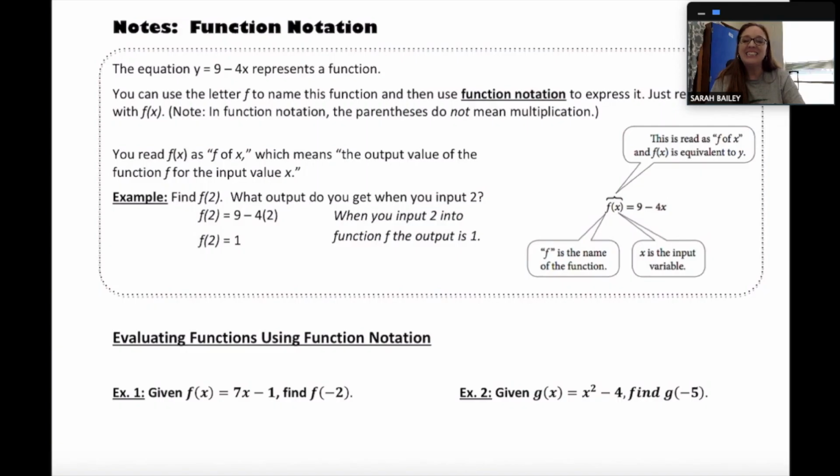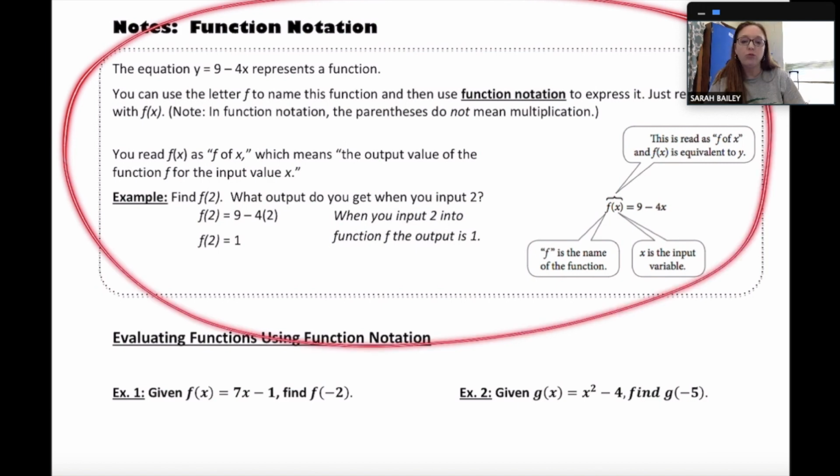Hi, in today's lesson, we're going to talk about function notation. So first thing, I want you to pause the video and read through this information.